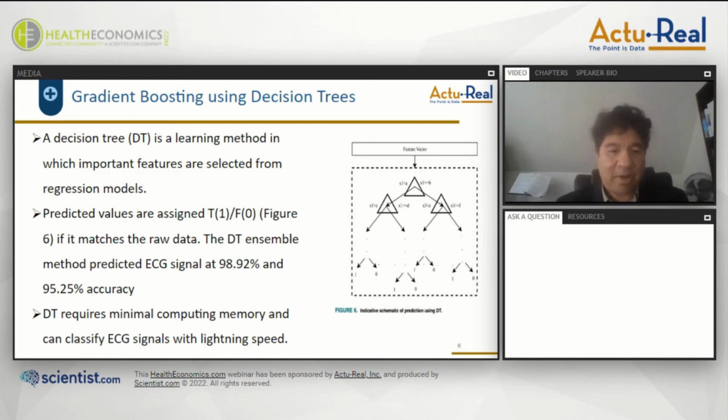Now, the current decision tree model can be deployed on wearable technology by processing on the chip in real time instead of sending the data to the cloud for processing. So each of these values then in the bottom diagram here, right, are assigned a 1 or a 0 if it matches the raw data. And this ensemble method predicted ECG signal at about 99% and 95% accuracy. Okay, and the important idea here also is that decision trees require minimal computing memory and can classify ECG signals with lightning speed.